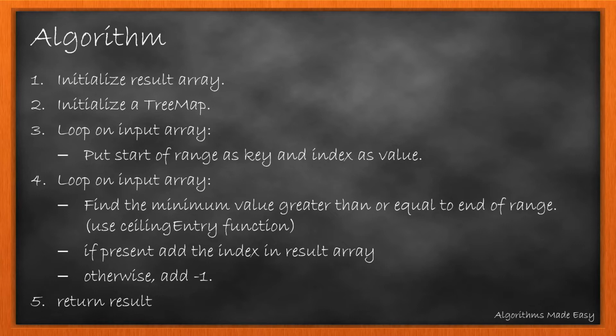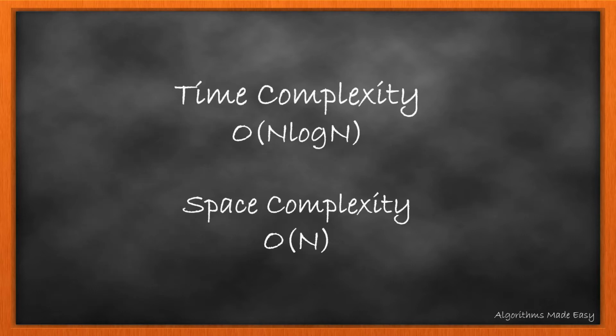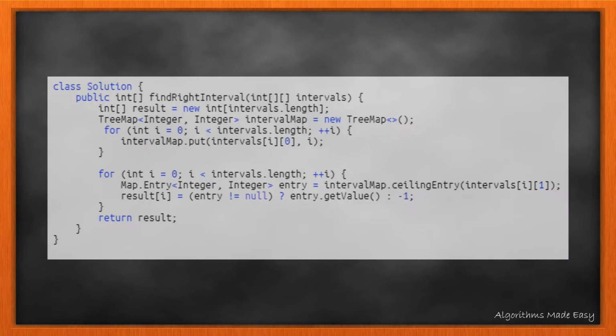We now loop again on the array, and if there exists a minimum value greater than or equal to the end of the interval in map, then we add its value in the result, otherwise we put -1. At the end, we return result. The time complexity is of n log n, while the space complexity is O of n. Here is the code snippet.